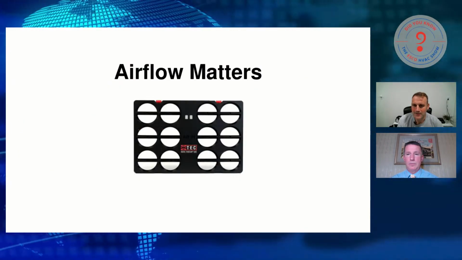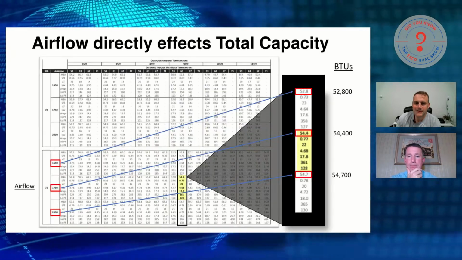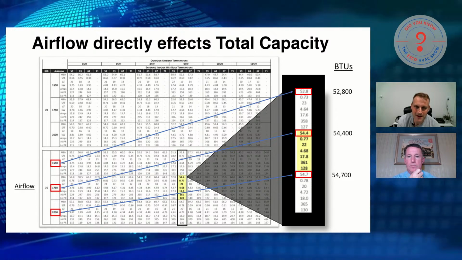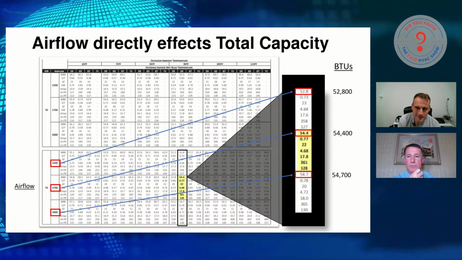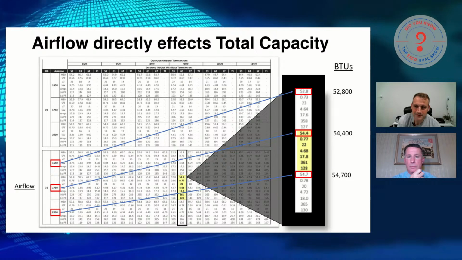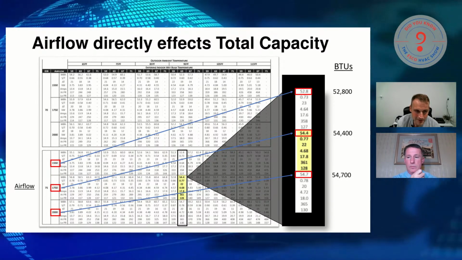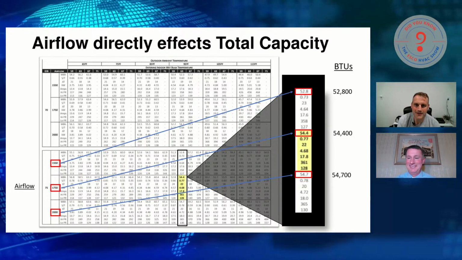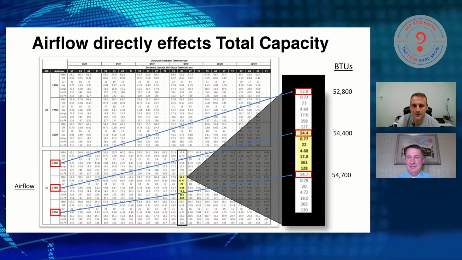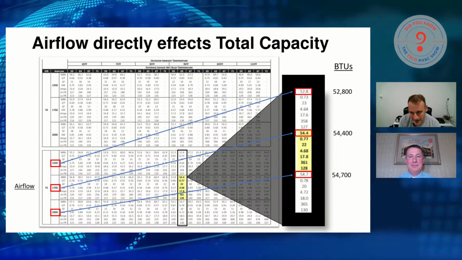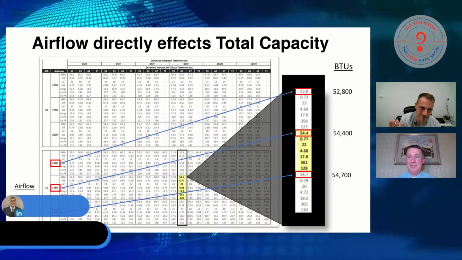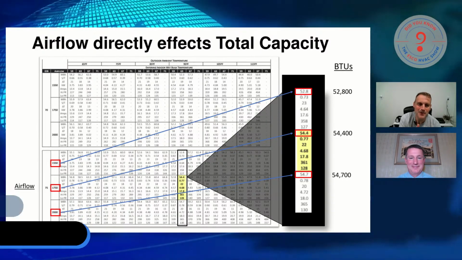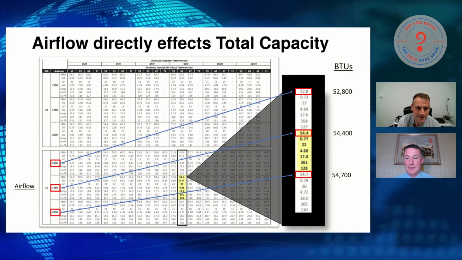So why airflow matters. Here's a performance chart I threw together, showing a 5-ton unit moving either 1,550 CFM, 1,750, or 2,000. I've blown up that little screenshot of the 95 outdoor, 63 indoor wet bulb with a 75-degree indoor dry bulb, the design conditions of perfection of what you want. When those are projected over to the side, you can notice that our BTU capacity changes.